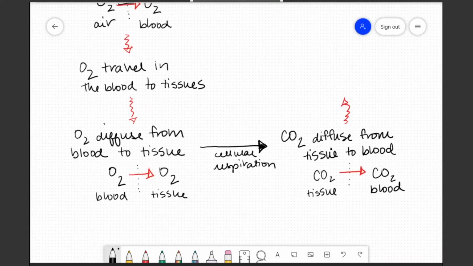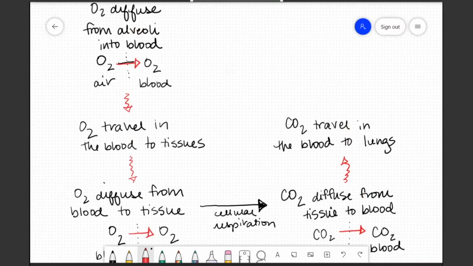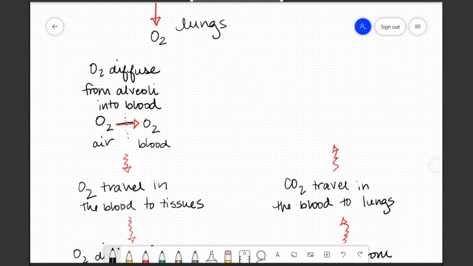So the way it does that is the CO2 will actually travel in the blood to the lungs. So we were in our tissues, and now we are traveling from the blood all the way up to our lungs. Then when we get to our lungs, we're going to go through a process where we need to get rid of the CO2. So at this point, your CO2 will diffuse. The CO2 will actually diffuse from the blood to the alveoli.